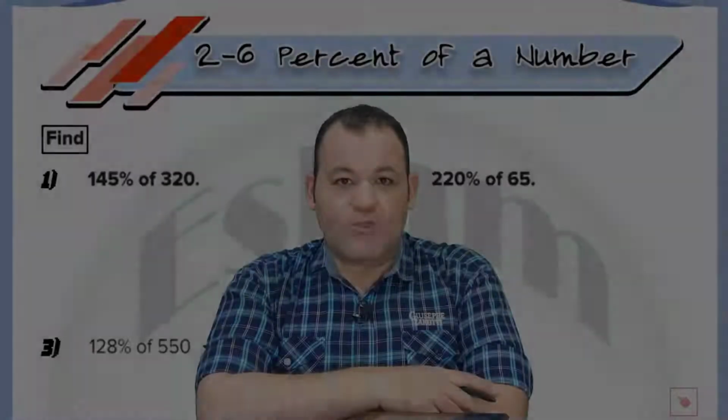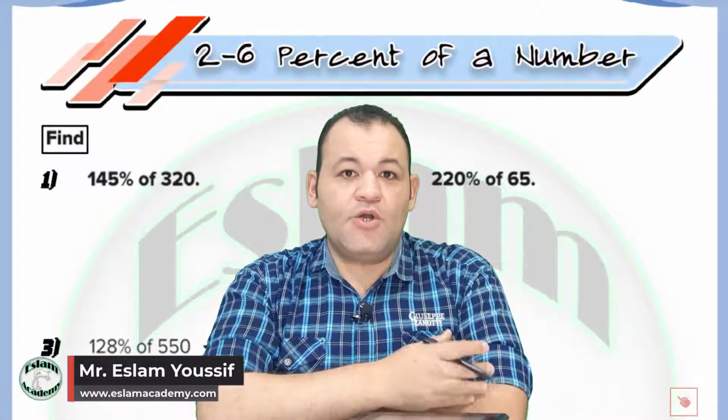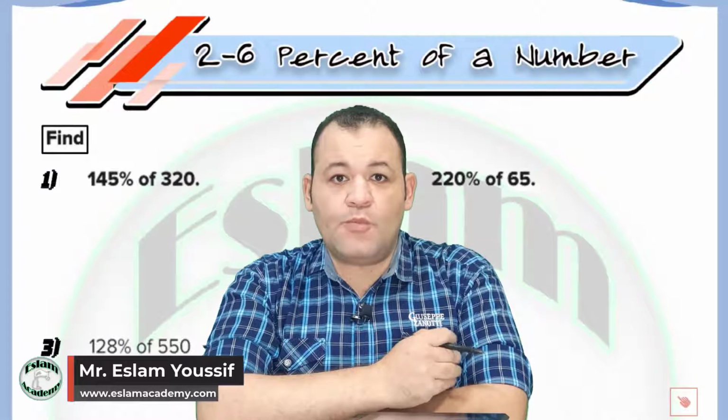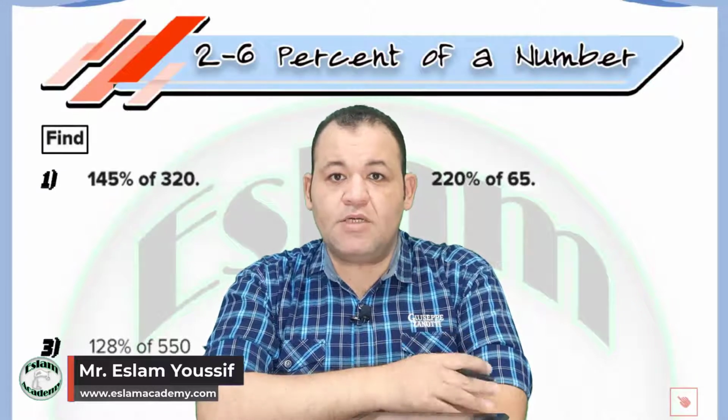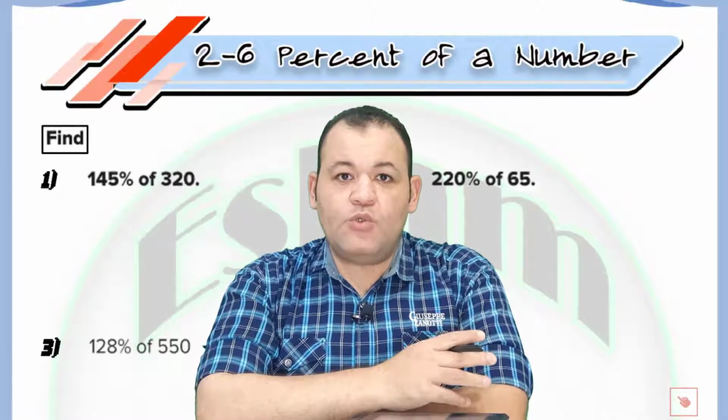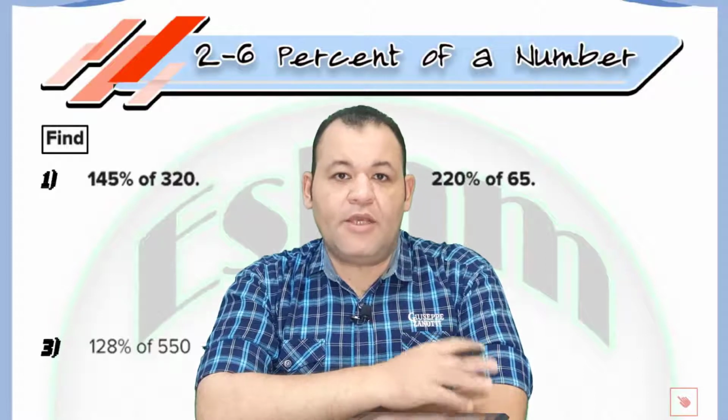Welcome back with a new math tutorial. In this video, we are talking about percent of a number. As we said before, percent is the ratio in which the second term is 100. All we have to do is just replace "of" with a multiplication sign.